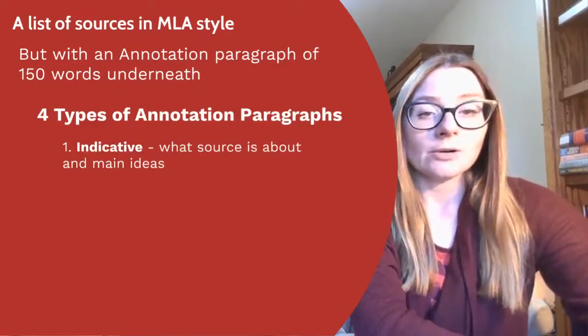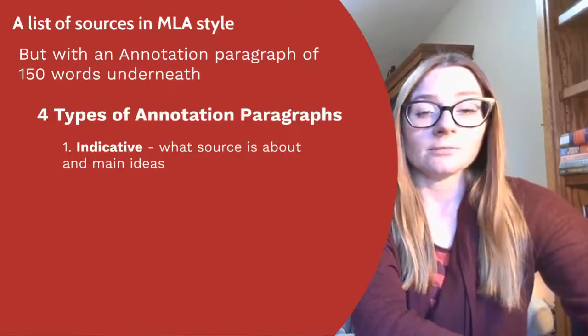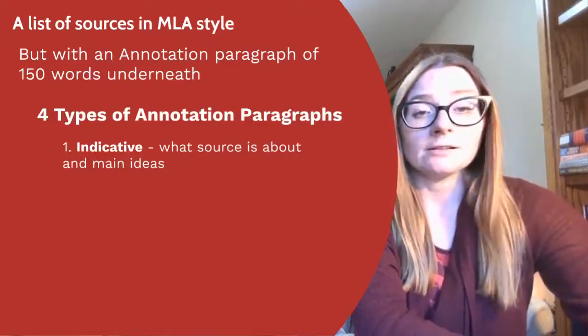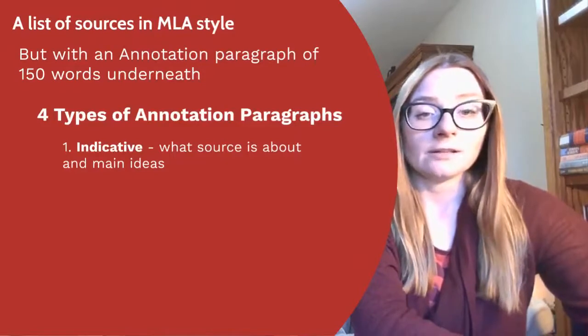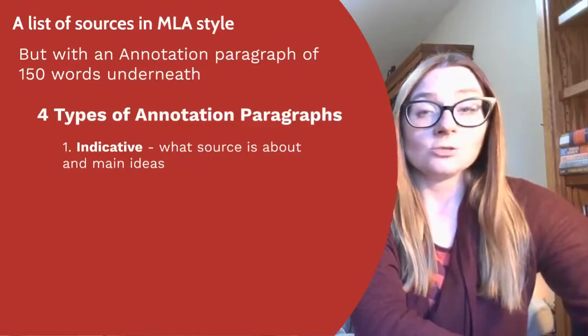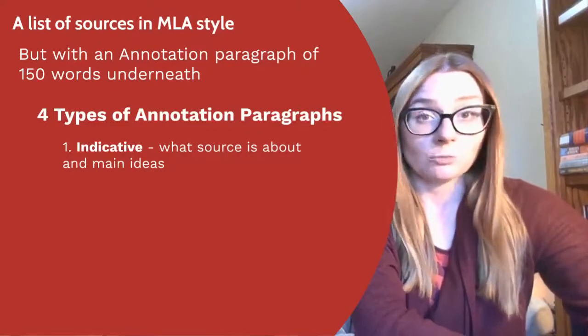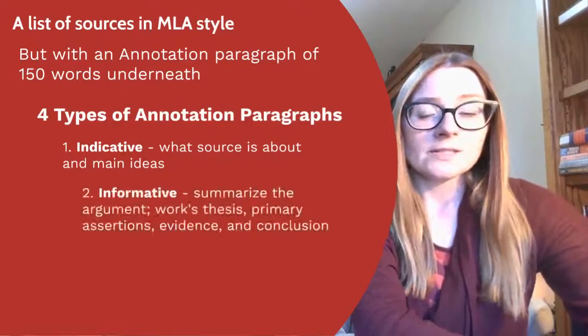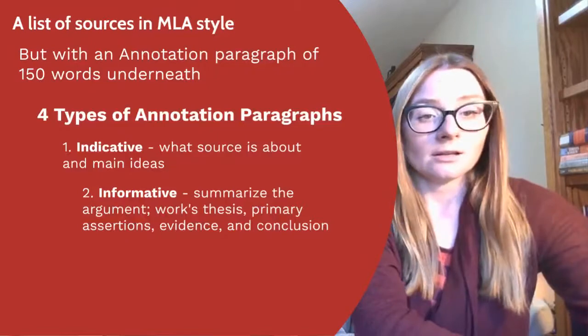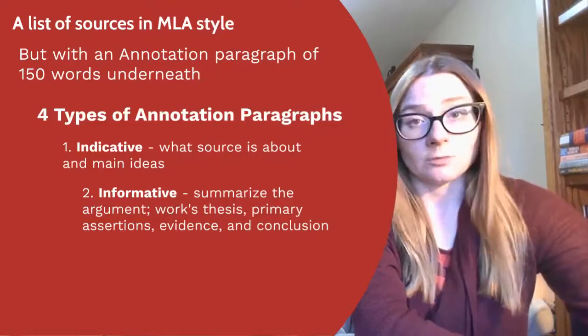So the textbook talks about indicative, and the first type of annotated paragraph being indicative. And this is when basically you just tell the reader what the source is about and what the main ideas are. So summary, right? The second one that the textbook talks about is informative.